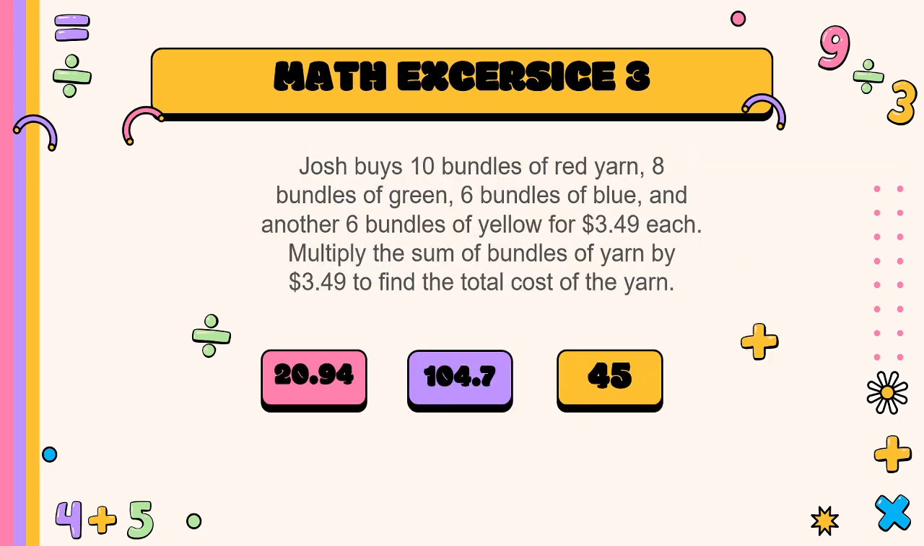Math exercise number 3. Josh buys 10 bundles of red yarn, 8 bundles of green, 6 bundles of blue, and another 6 bundles of yellow for 3.49 each. Multiply the sum of bundles of yarn by 3.59 to find the total cost of the yarn. First, write an expression to find the total cost of the yarn. So we multiply 3.59 by 10 plus 8 plus 6 plus 6.